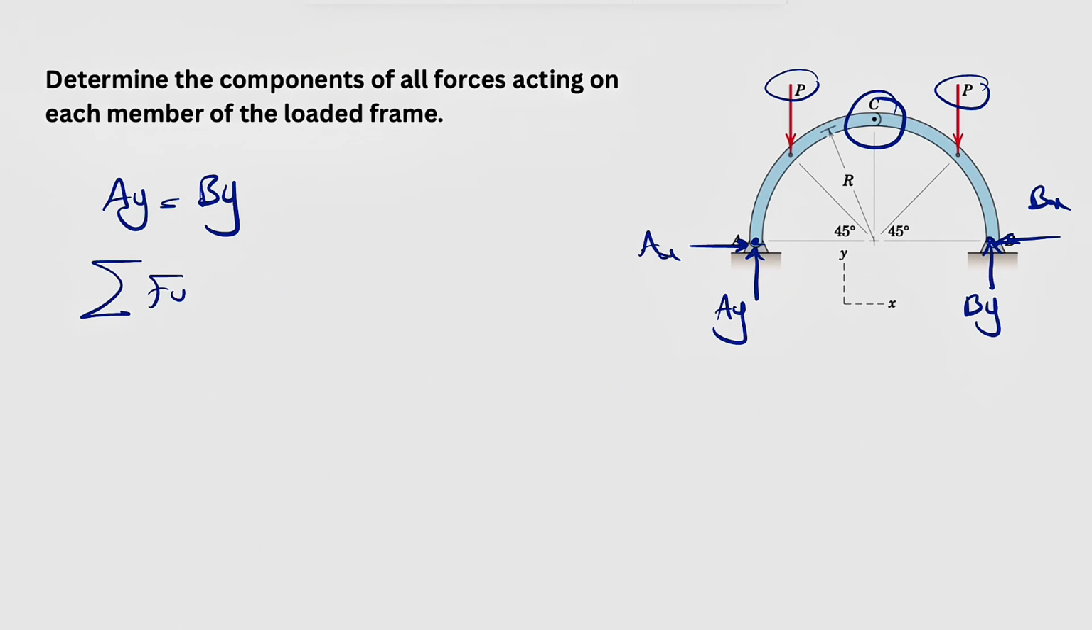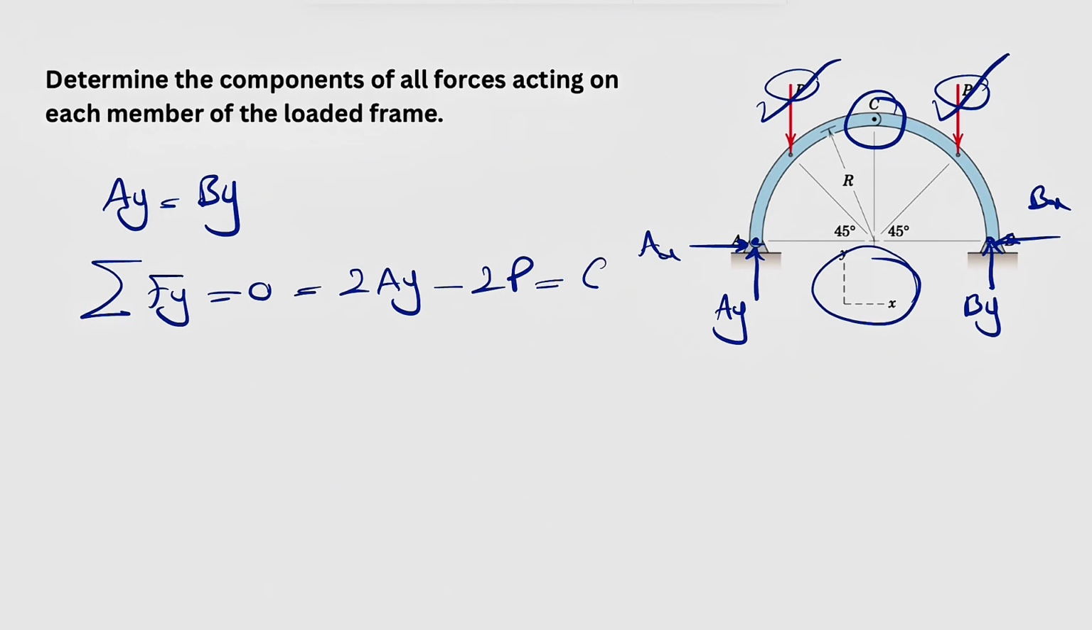So I'm just going to do the sum of all forces in Y equals 0, one of our equilibrium equations. We have 2Ay, which is Ay plus By, minus 2P, which is these two forces, equals 0. Basically, our Ay is equal to P, which is actually the value for By as well.